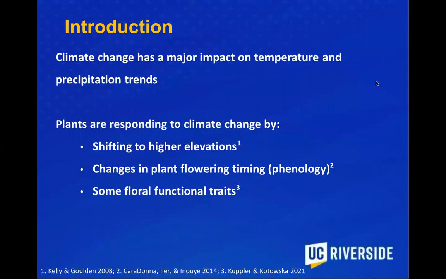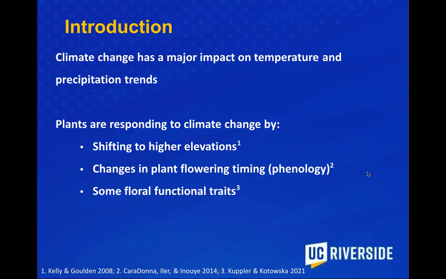So to get started, as we all know, climate change is a major issue, and it's been shown to have a major impact on temperature and precipitation trends. So it's been found that plants are responding to climate change spatiotemporally. So they're shifting to higher elevations. And the paper that I've cited, the golden paper, is a really popular paper, but climate change impacts plants in other ways, as I've shown here.